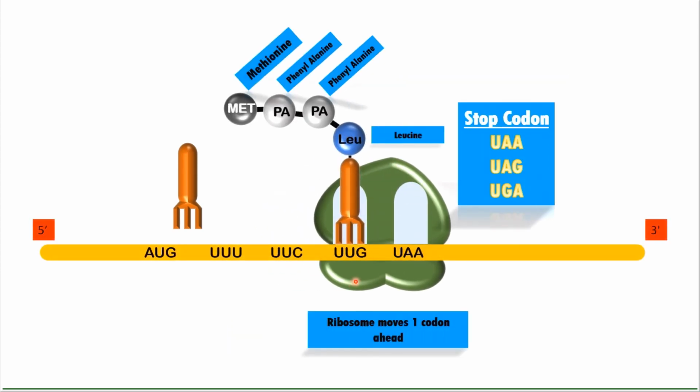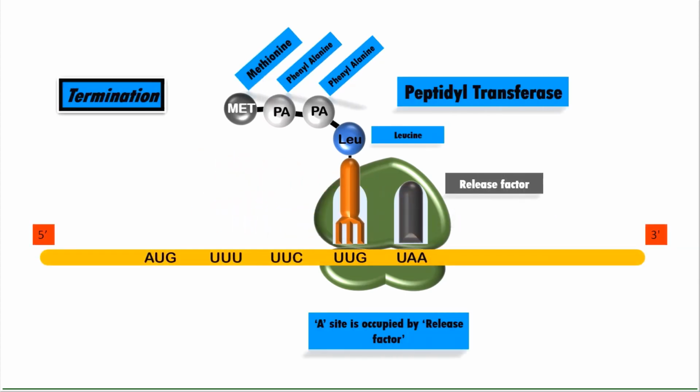Now we know that UAA, UAG, UGA, these three are stop codons which will not code for any amino acid. They are also called nonsense codons. Now what will happen? Instead of any tRNA, here a release factor will come and bind to this A site. And normally what this peptidyl transferase will do, it will form a bond between this amino acid and the next amino acid. As there is no amino acid on the release factor, what will happen? This peptidyl transferase will add a hydroxyl group to this leucine and that marks the end of protein synthesis, which is also called termination.